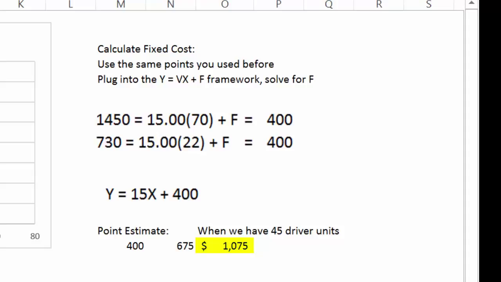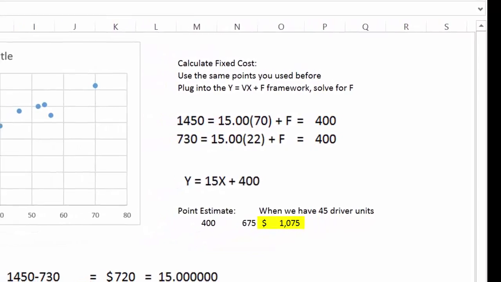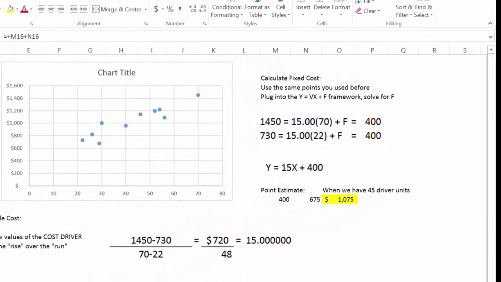Now, is this a good estimate? Is it a robust estimate? Do we think that this is going to work really well? Well, that's a good question. One of the problems with the high-low method is how much it can change if we just change a few little things. So let's take a look at this example one more time and make a couple of changes to it.